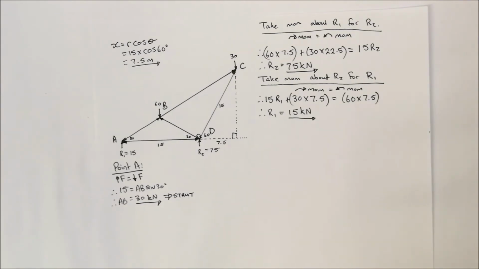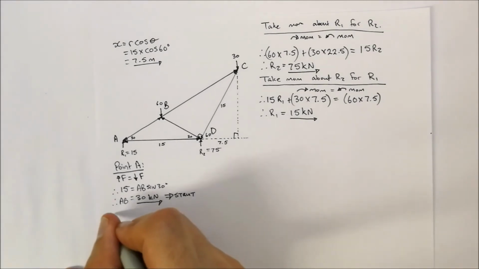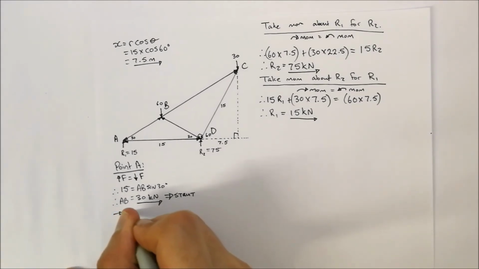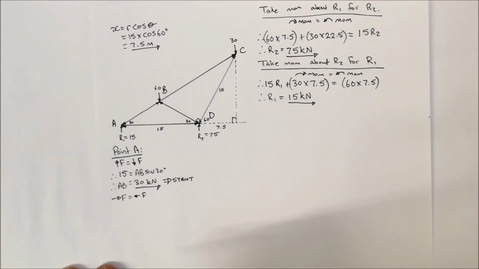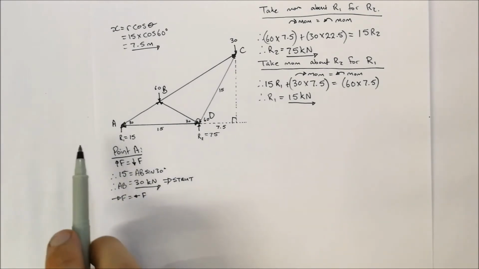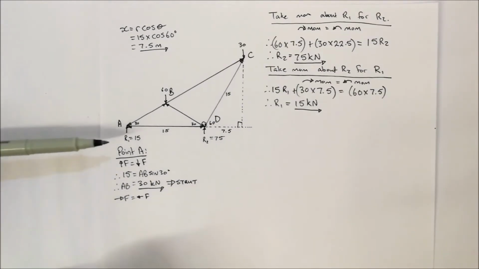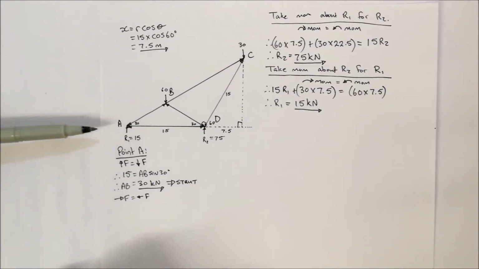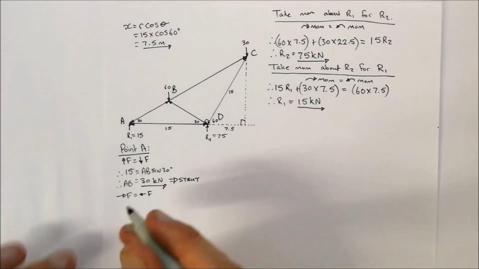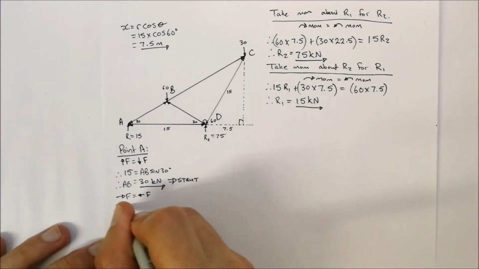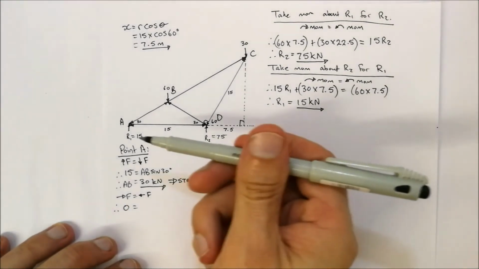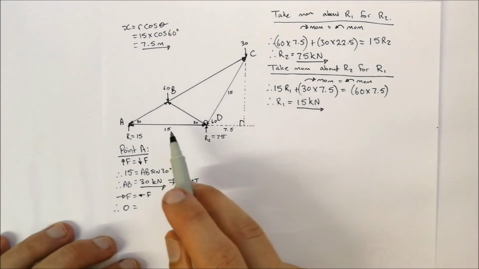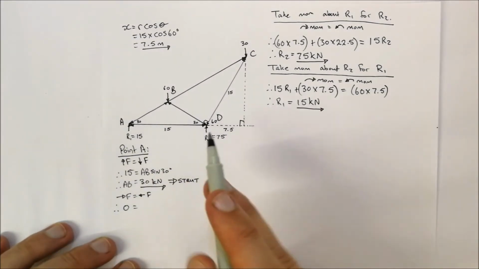Now that we're still at point A, let's look at forces going in the right hand direction, which must be equal to the forces going in the left hand direction. Forces acting in the right hand direction over there, well, there's none, so we can say that is 0. So 0 is equal to forces acting in the left hand direction. Well, as we can see over here, it's going to be AD.